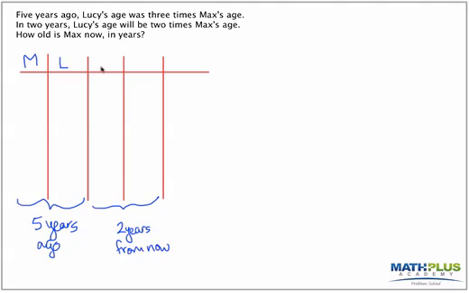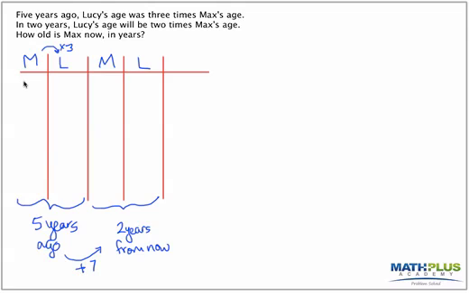And then I'll do their ages again 2 years from now. And we'll label those columns. That'll be Max's age 2 years from now and Lucy's age 2 years from now. And then we're just going to guess. We're going to use the rules that we know. So Lucy's age was 3 times Max's age. So whatever I put in for Max, I'm going to multiply by 3 to get Lucy's age. And then as I go from the 5 years ago columns to the 2 years from now columns, I'm going to add 7 years.